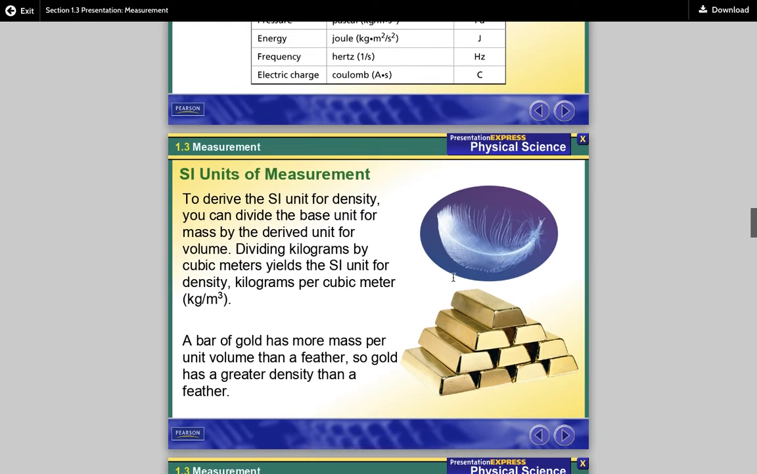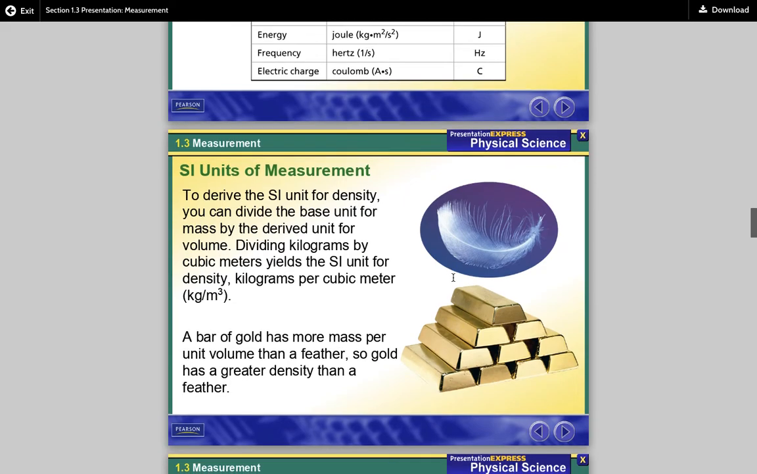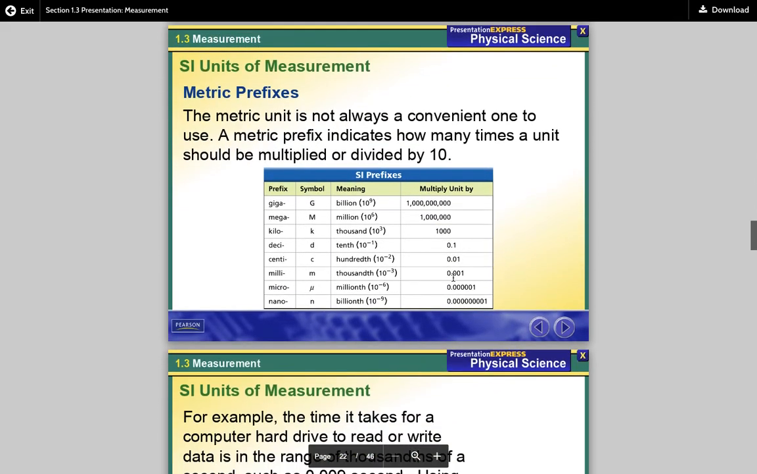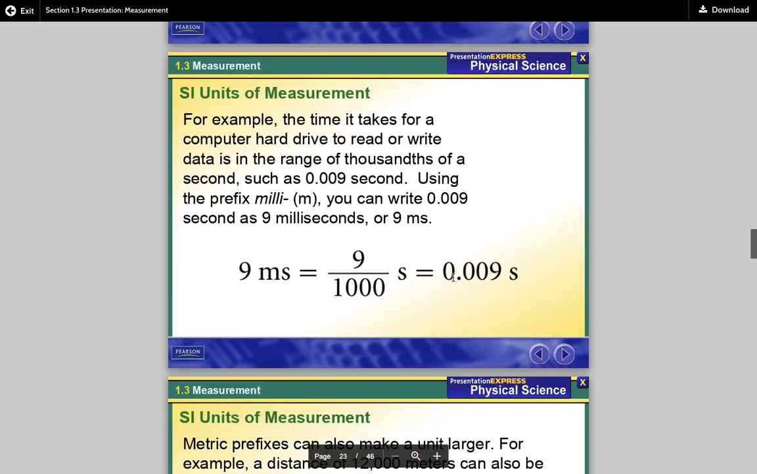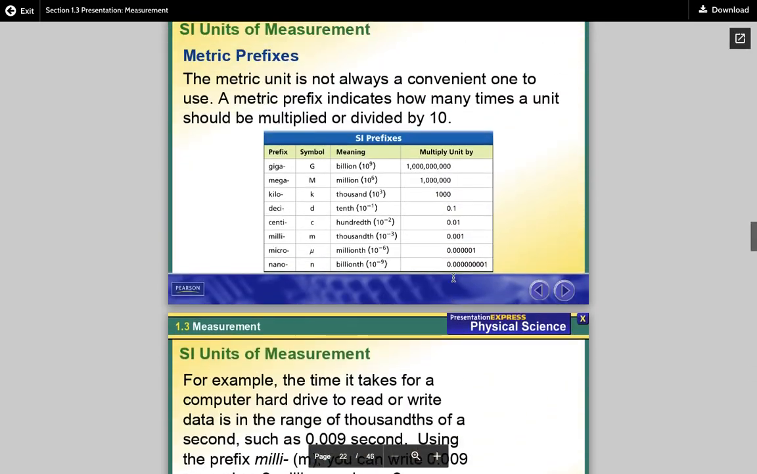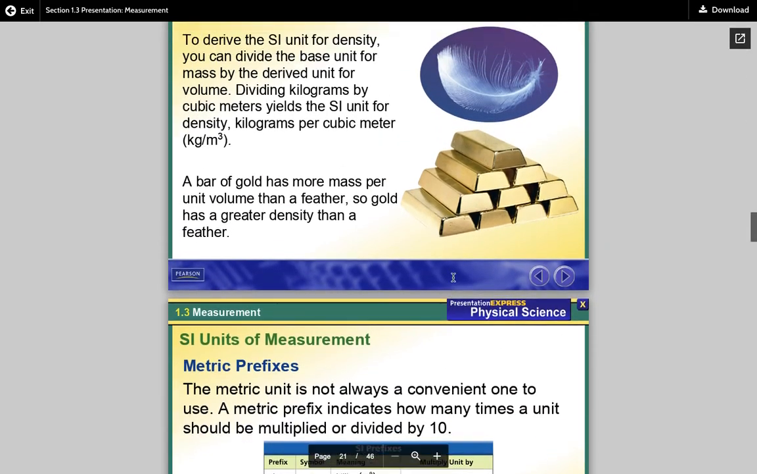We're going to stop there. So that's about 21 pages of the text. You can see if you want to go further, you can. We're just going to get into some metric prefixes and working our measurements and conversions from there.